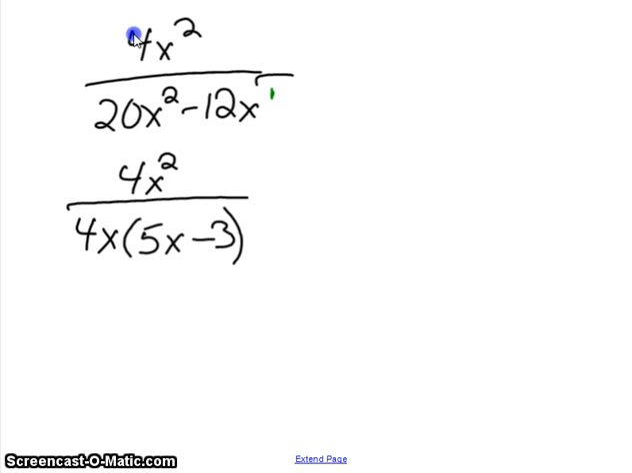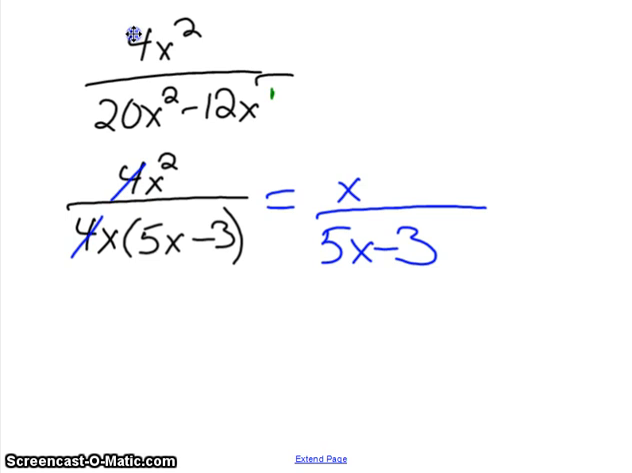Now, what cancels? 4 cancels, and x to the second divided by x to the first. One of those x's is going to cancel out. Remember, when you divide, you subtract the exponents. So x to the second divided by x is an x on the top, and then 5x minus 3 stays on the bottom. All right, that's it for your video on simplifying rational expressions.